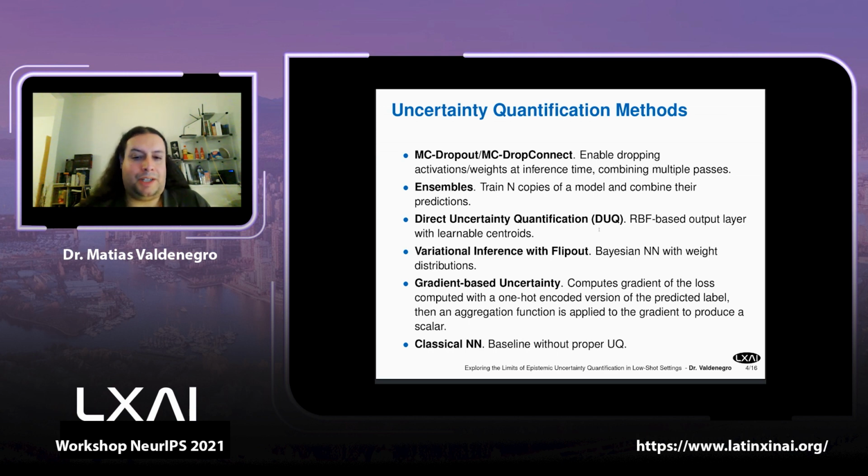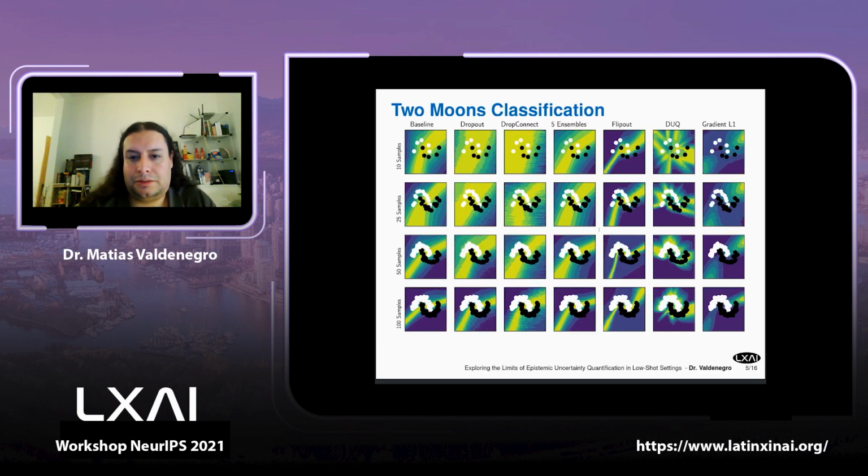And finally, we have a baseline with a classical CNN, or classical neural network, without uncertainty quantification. So here I have a small example, the two moons classification. In the columns, you see the different methods I mentioned, and in rows, you see different numbers of samples for the training set. And here you're visualizing directly the performance on the training set.